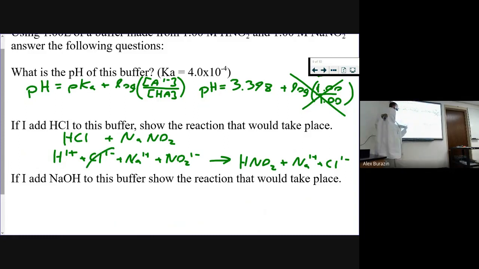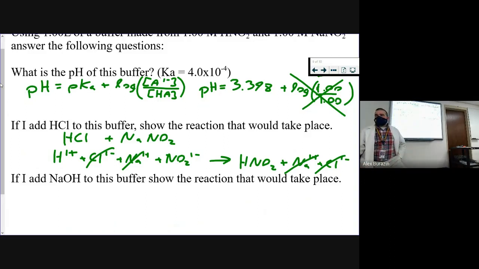So long story short, what do we end up with? We end up with H+ plus NO2- yields HNO2. Because this is a strong acid, this is a salt, which is a strong electrolyte. Dissociate. The chloride and the sodium are both neutral. The sodium and the chloride are both spectators.